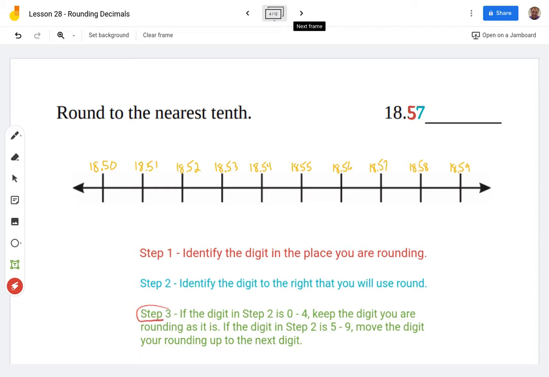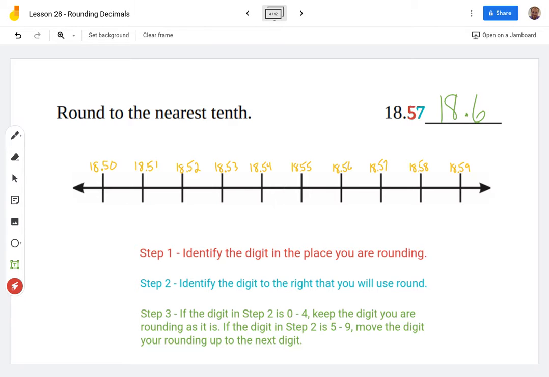And now, in step 3, if that digit from step 2, in this case it's a 7, is between 0 and 4, keep the digit you're rounding as it is. Well, 7 is not between 0 and 4, so let's keep reading. If the digit in step 2 is between 5 and 9, and in fact 7 is between 5 and 9, then we're going to move the digit we're rounding to the next digit up. So we'll move this 5 that we're rounding in the tenths place up to a 6. And making our final answer 18 and 6 tenths.